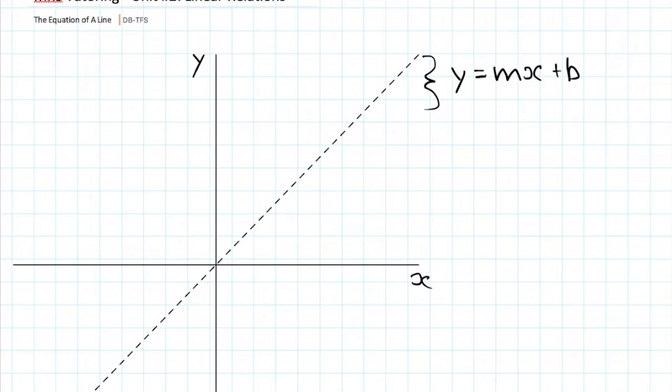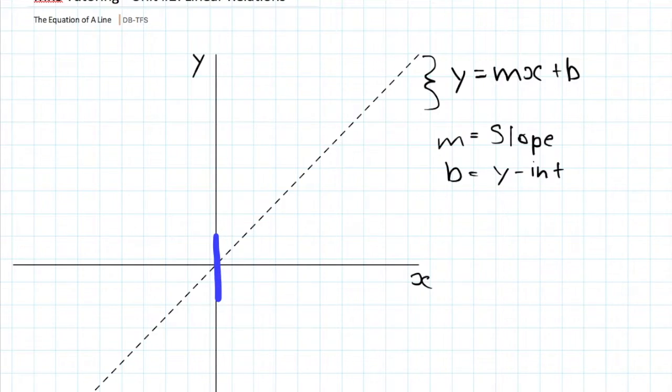Some of you may be asking what m and b are, so let me clarify. m is known as the slope of a line. The slope is basically how steep or narrow the line is, and b is the y-intercept. The y-intercept is where this line intercepts the y-axis over here.